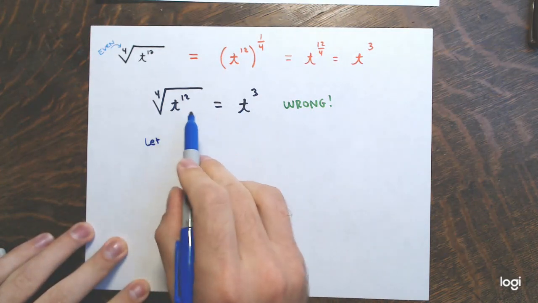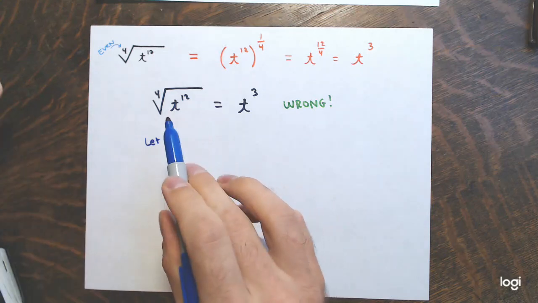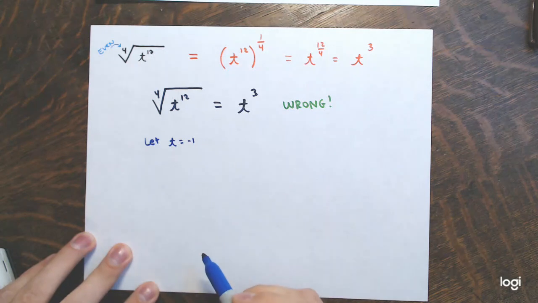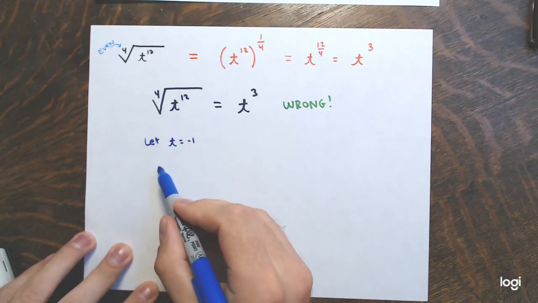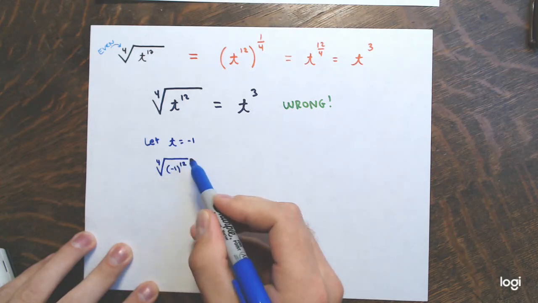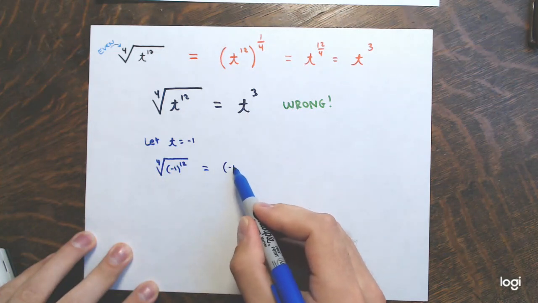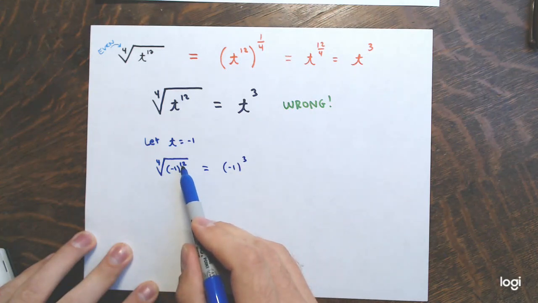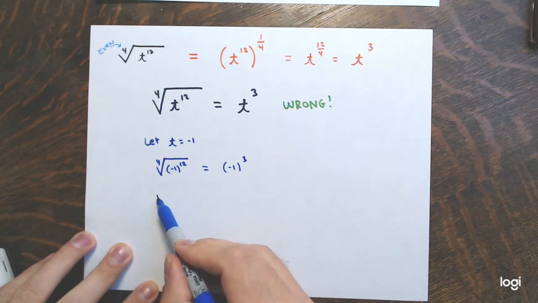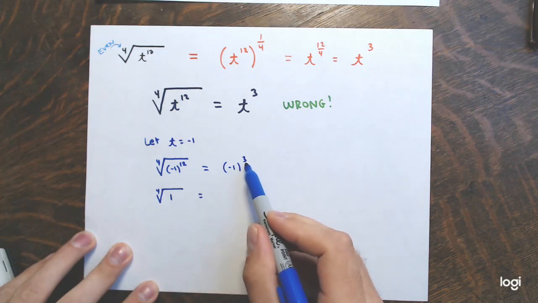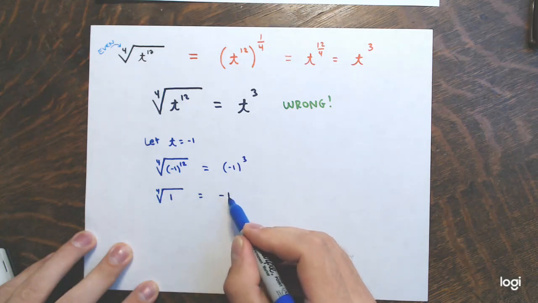If they're truly equal, that means they should be equal no matter what you plug in for t. So what if t were, say, -1? The left side, you have the 4th root of -1 to the 12th. The right side, you'd have -1 to the 3rd. Now, a negative number to an even power is positive, right? -1 to the 12th would just be 1. So you have the 4th root of 1. Now, a negative number to an odd power on this side is negative. -1 to the 3rd would be -1.